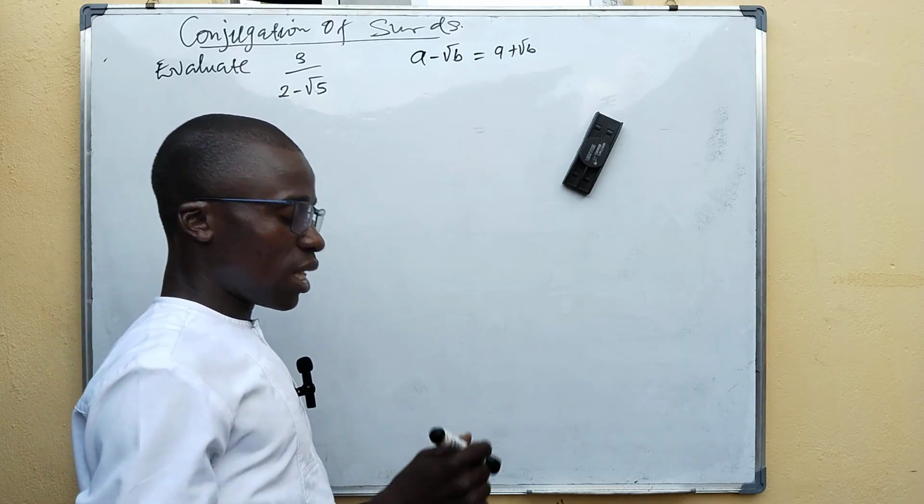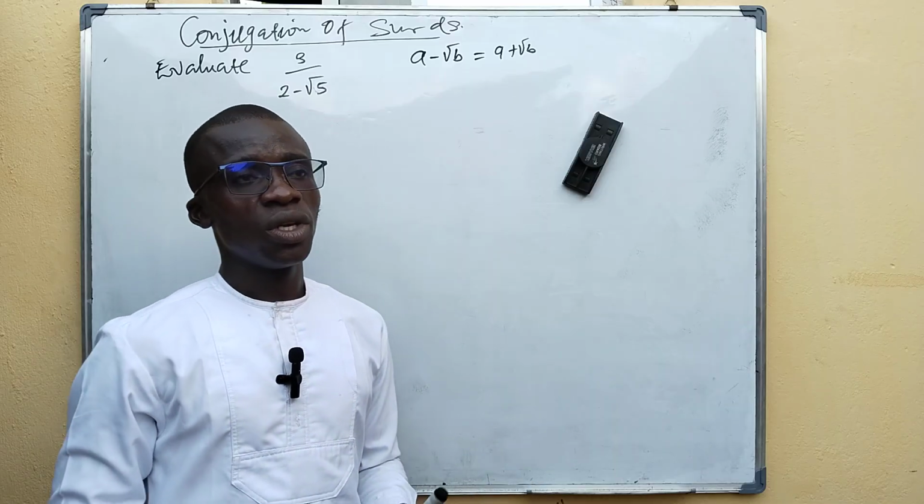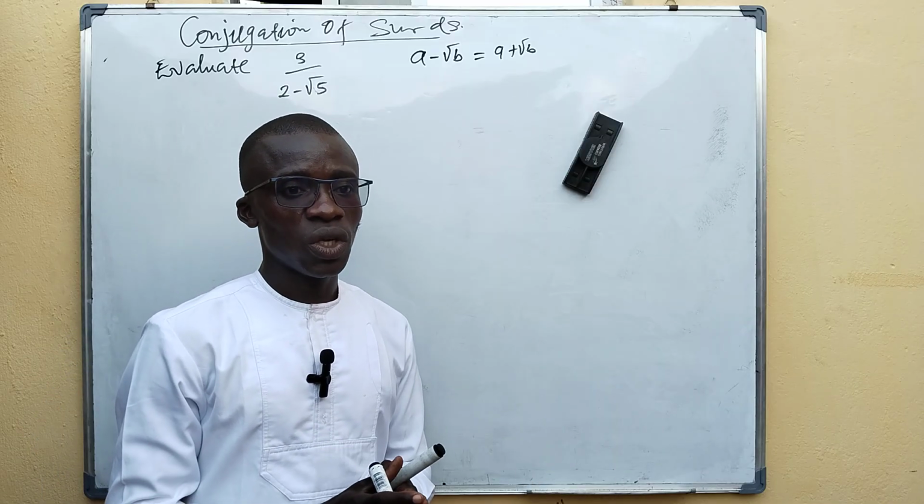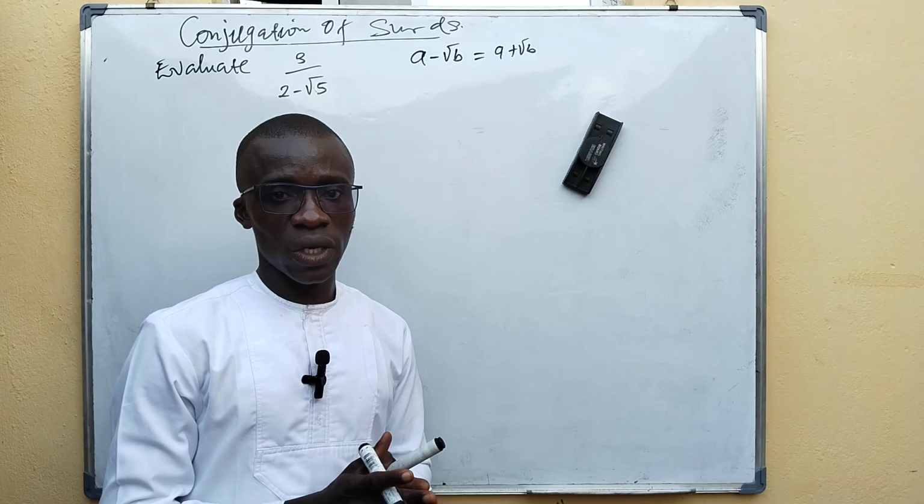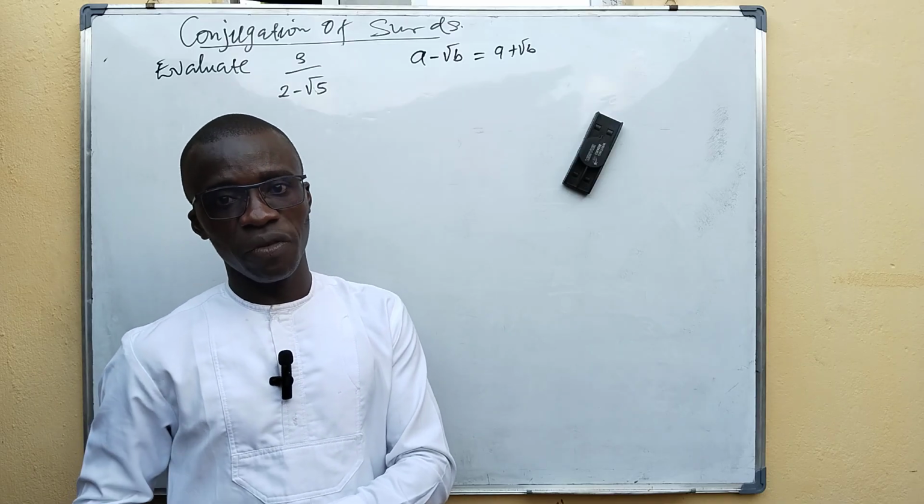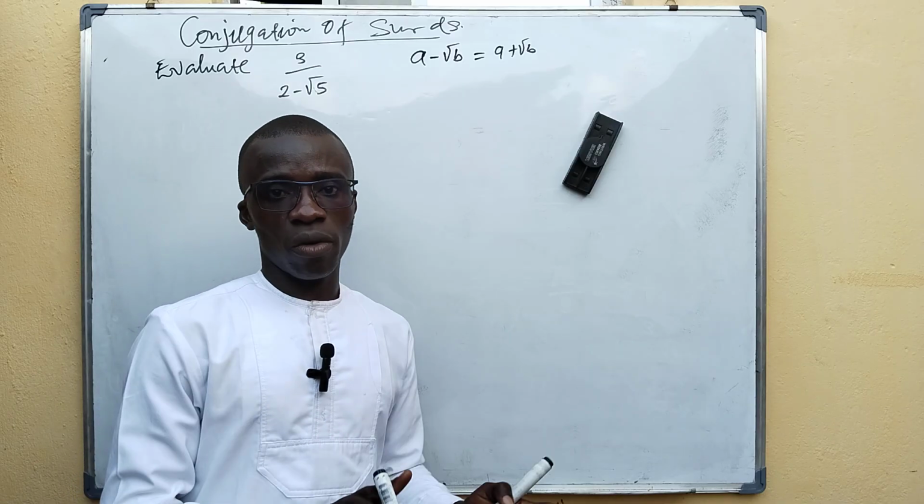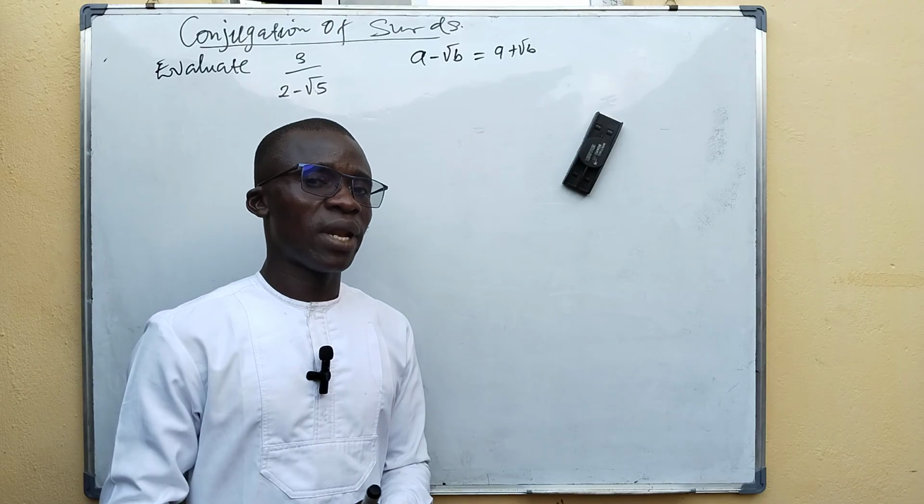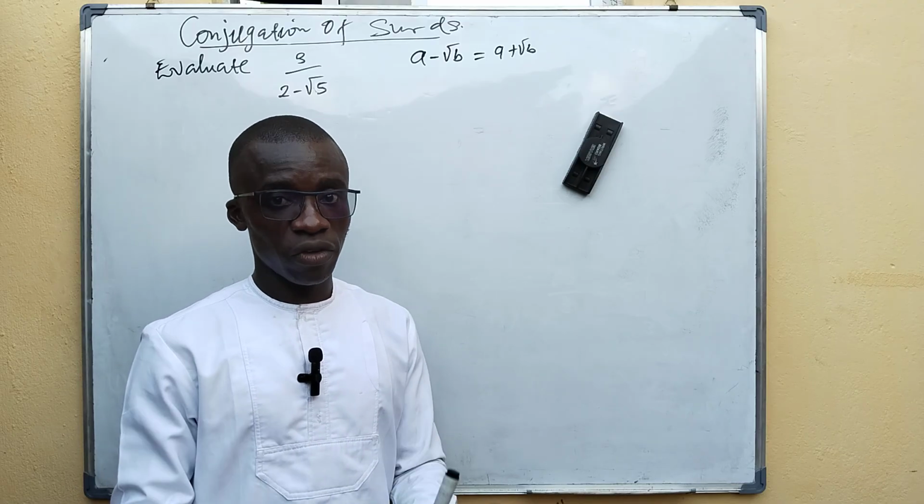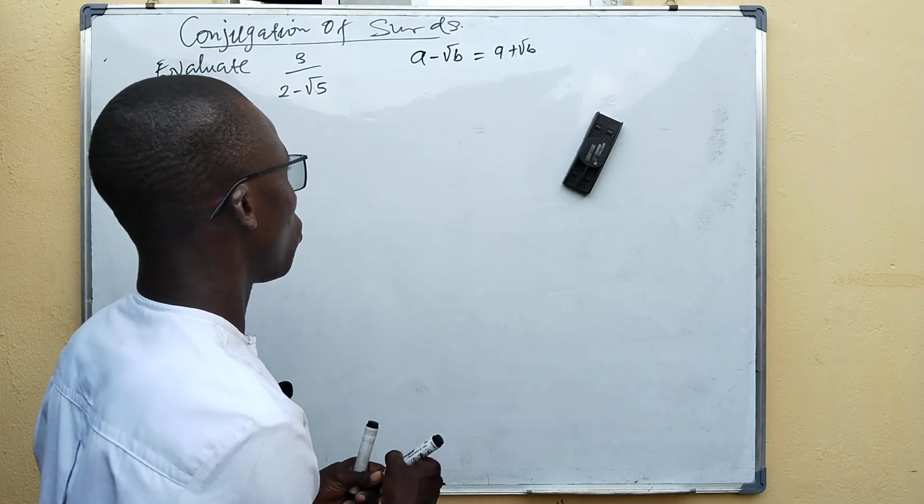Another thing you need to take note of is that the product of the conjugation of a surd and the surd itself will give you a real number. When you multiply the conjugation of a surd and the surd itself, it gives you a real number. We'll still check to know how that will work.